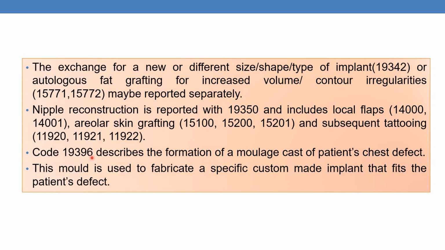The code 19396 describes the formation of a moulage or cast of the patient's chest defect, and this mold is used to fabricate a specific custom-made implant that fits the patient's defect.